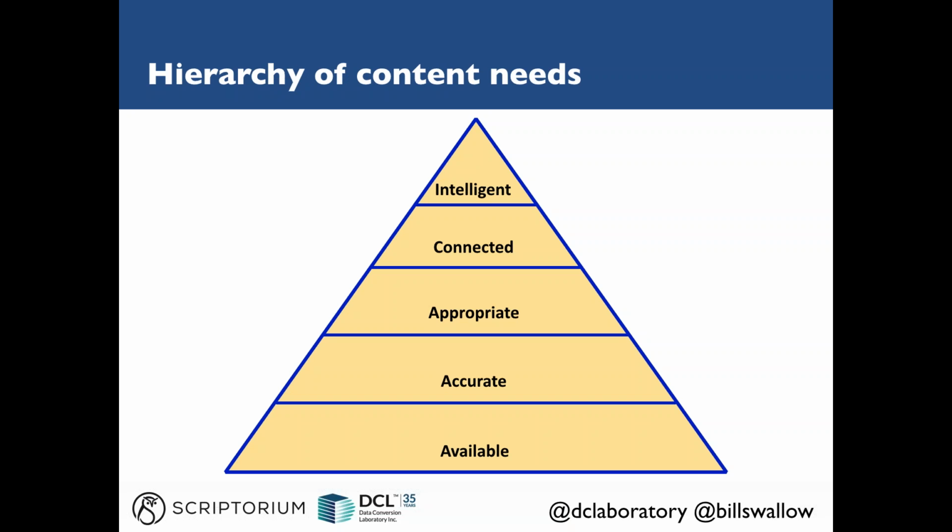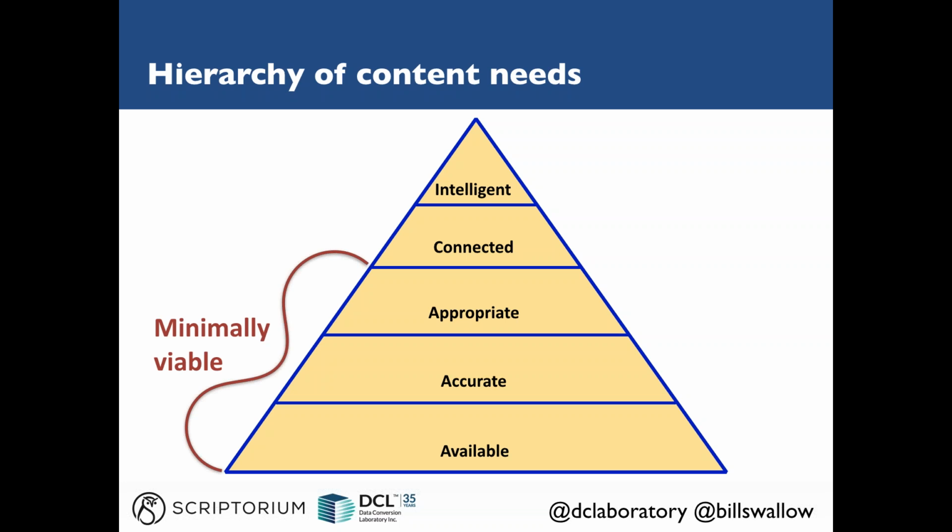So when thinking about how to support the Internet of Things, Maslow's hierarchy of needs comes to mind, and Sarah O'Keefe actually put this together as a hierarchy of content needs. Whereas with Maslow's, you start at the bottom with physiological needs, followed by safety, belonging and love, esteem, and self-actualization, the content needs start with content being available, and then accurate, and then appropriate for those people. And then you get to connected and intelligent at the top.